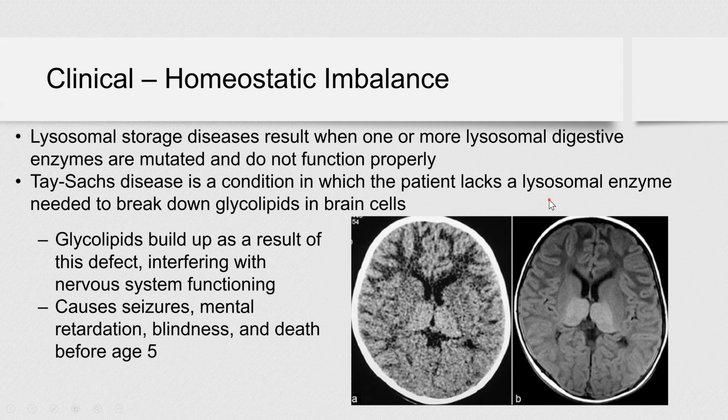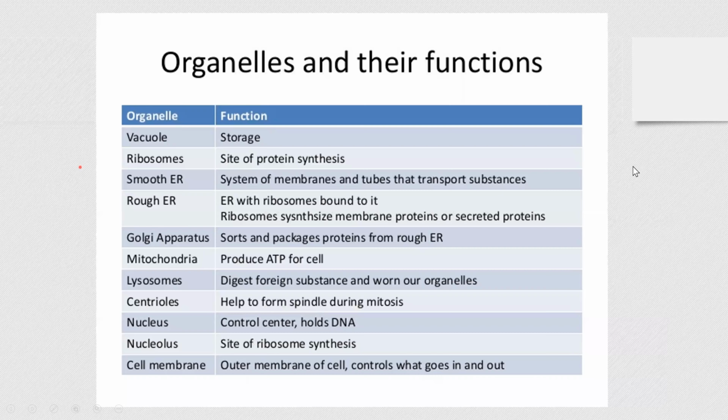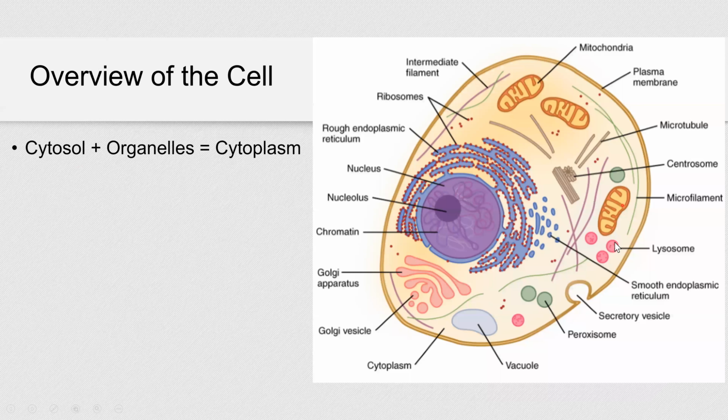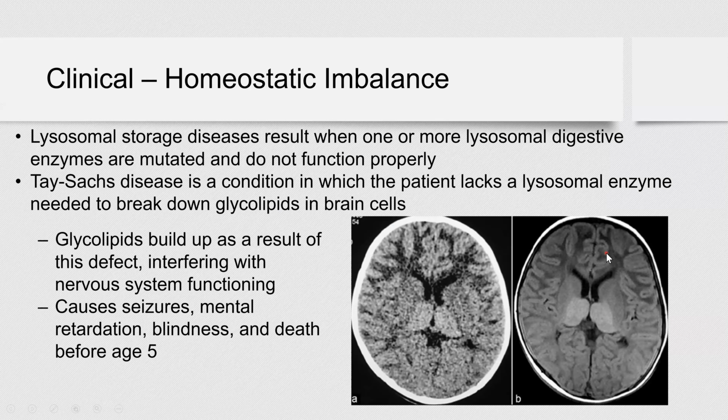Now, those digestive enzymes are inside lysosomes. And here's our lysosome shown over here in the pink color. So if somebody lacks this important enzyme for glycolipid breakdown, then they have this Tay-Sachs disease. So you can imagine how important every single organelle is to the overall health of people and any other living creatures.